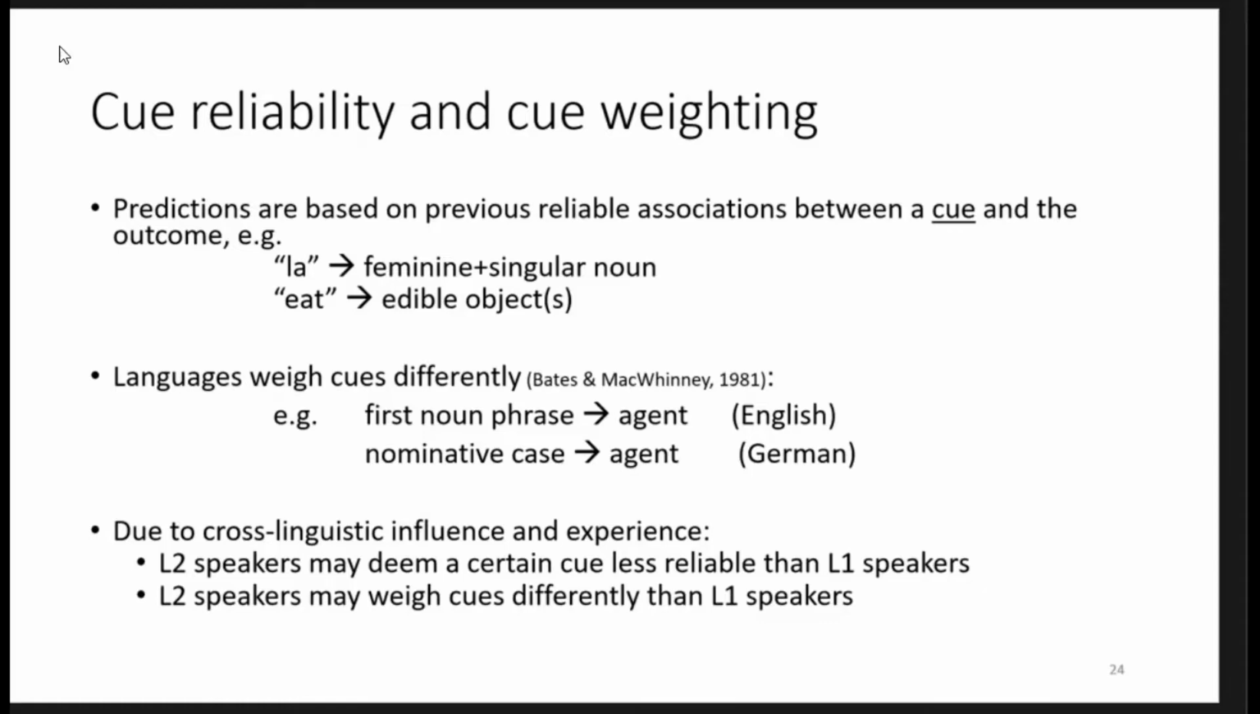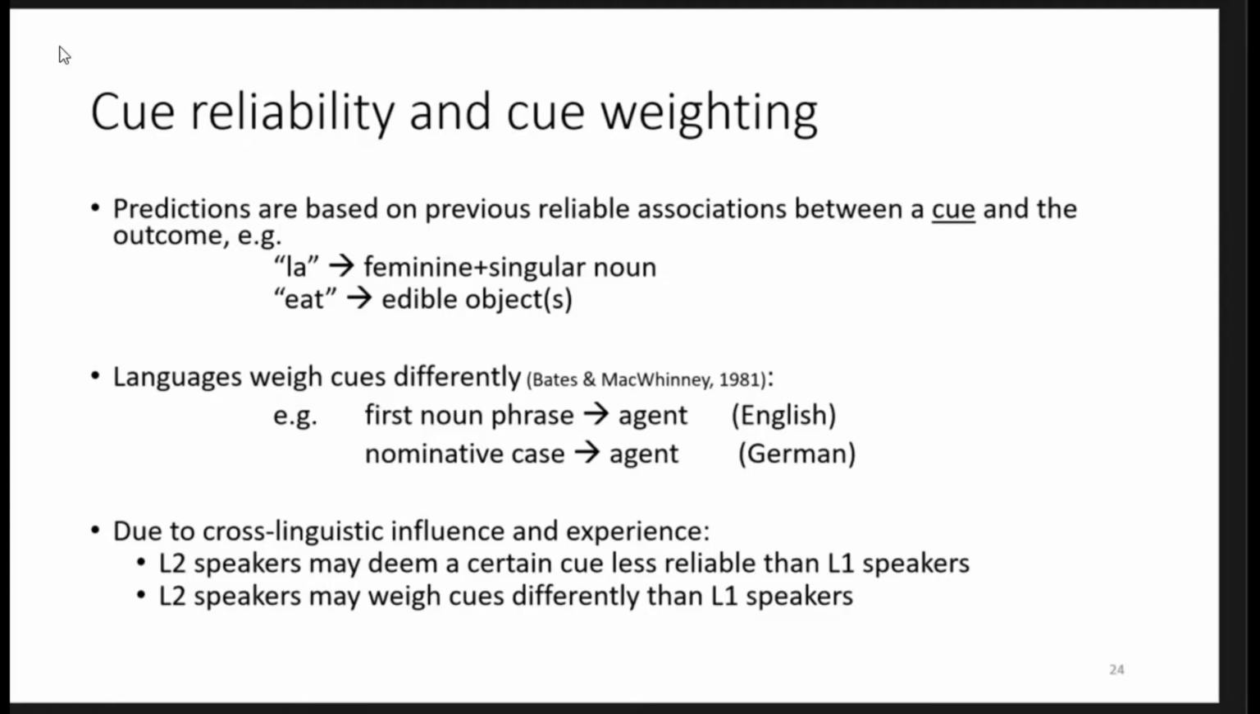And languages weigh cues differently, as in Bates and MacWhinney. English likes word order, so the first noun phrase is typically interpreted as an agent. Case-marking languages like German like case, and people base themselves on case rather than word order. That weighs more heavily. So due to cross-linguistic influence and also the experience with the L2, L2 speakers may deem certain cues of more importance or more reliable than L1 speakers do, or, if there are multiple cues, they may weigh them differently.